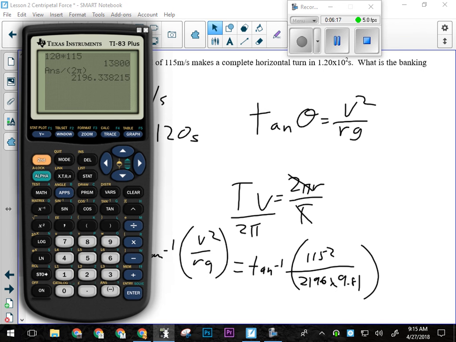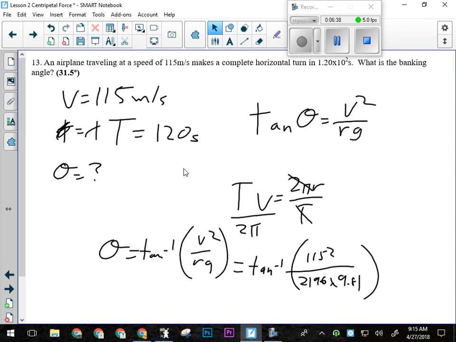So we're going to have 115 squared divided by, and the bottom has to be bracketed, so I'll take my answer times 9.81. So we're looking at a banking angle of 31.5 degrees, or 32 degrees. Any other ones giving us trouble there, guys?